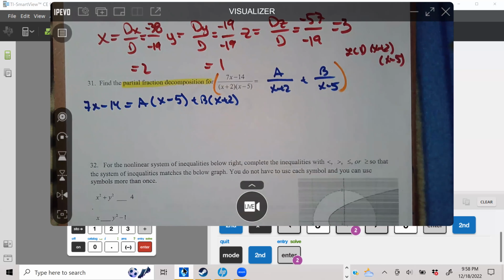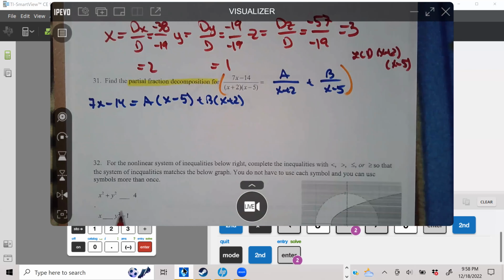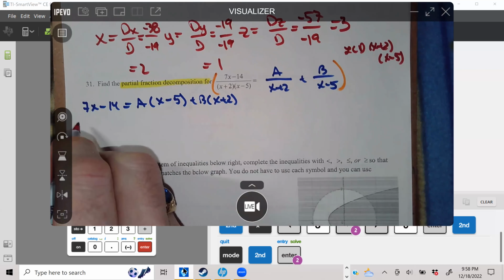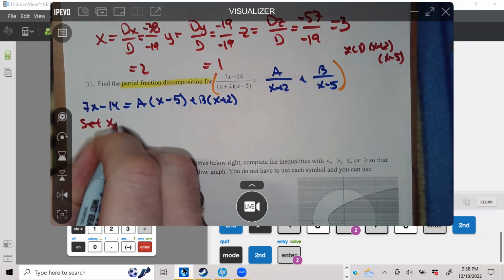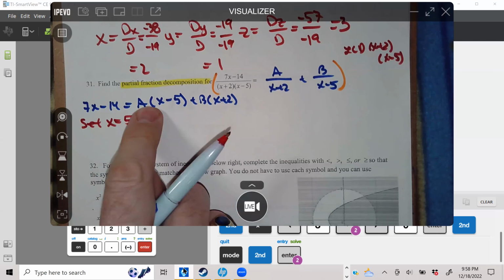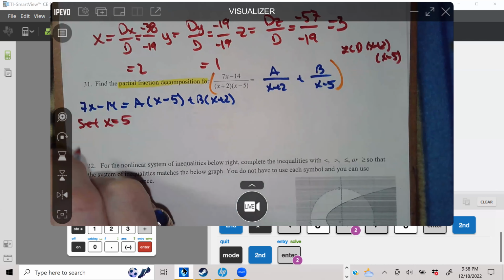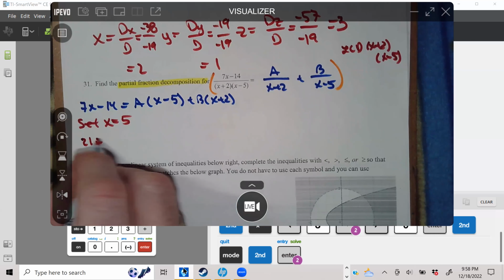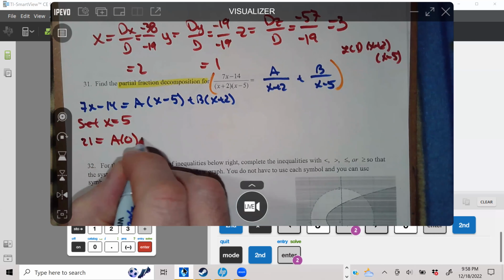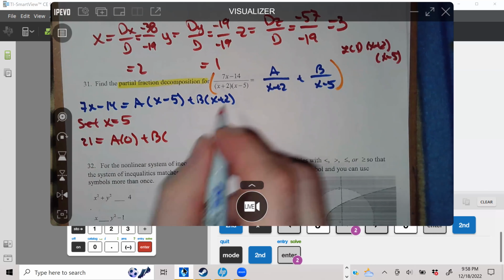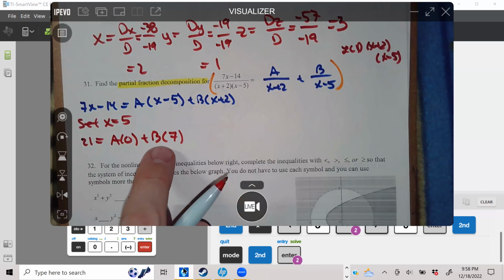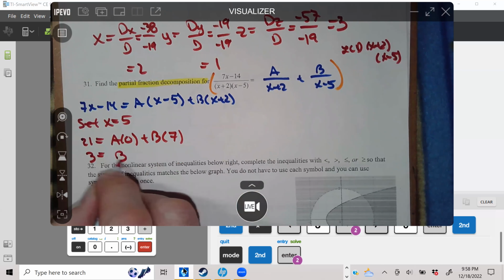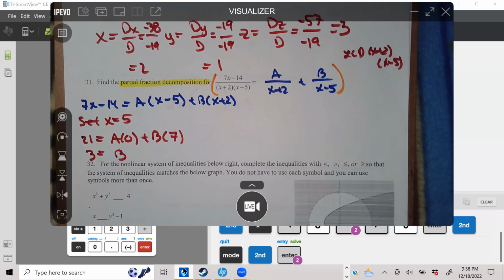There's a couple ways you could solve this. The fastest way I would suggest is by picking values of x that make your equation simple. So if I set x equal to 5, for instance, then I get 7 times 5 is 35. So 35 minus 14 is 21 equals a times 0 plus b times 5 plus 2 is 7. Essentially 7b equals 21, meaning b is 3. Nice.